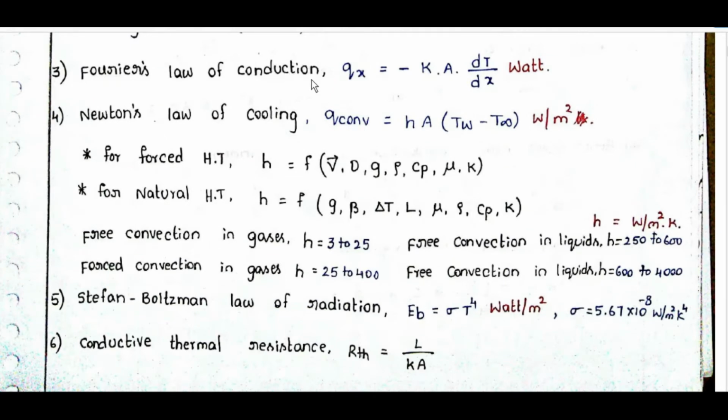Fourier's law of conduction, Qx is equal to minus KA dT by dx watt. Newton's law of cooling, Q convection is equal to hA (Tw minus T infinity) watt per meter square. For forced convection heat transfer, h is a function of V bar, d, g, rho, Cp, mu, K. For natural convection heat transfer, h is equal to f of g, beta, delta T, L, mu, rho, Cp, K.